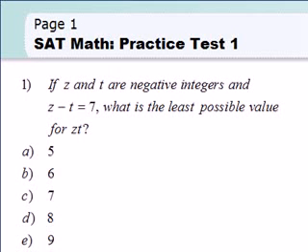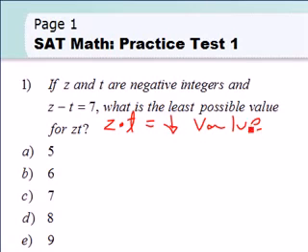Problem number 1. If z and t are negative integers and z minus t is equal to 7, what is the least possible value for z times t? So I have the product of z times t, and we want that to be the least possible value. Now both are negative integers, z and t, and that's just going to give me a positive integer.